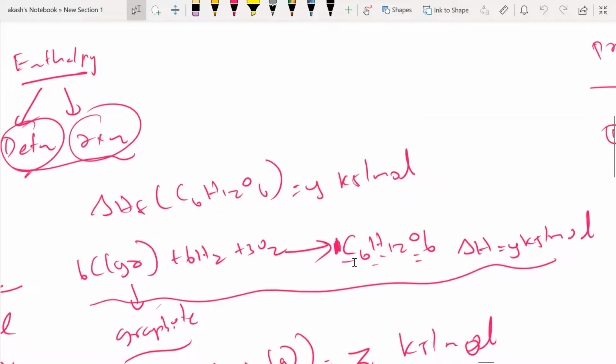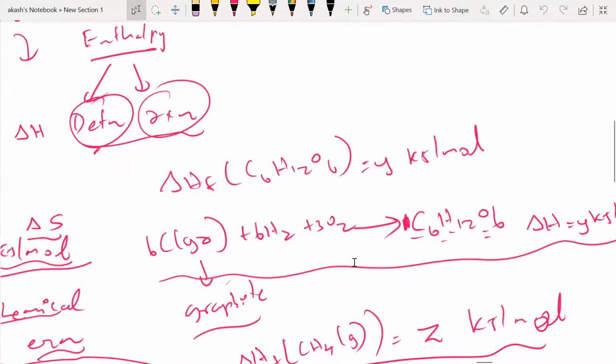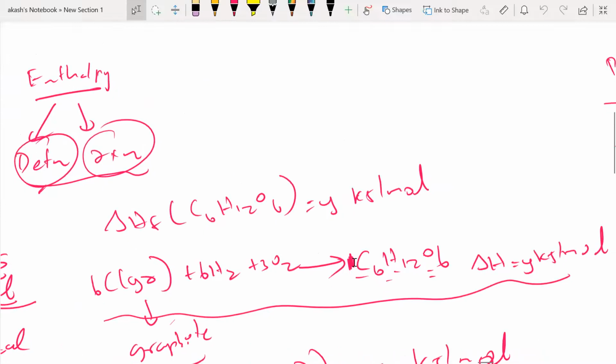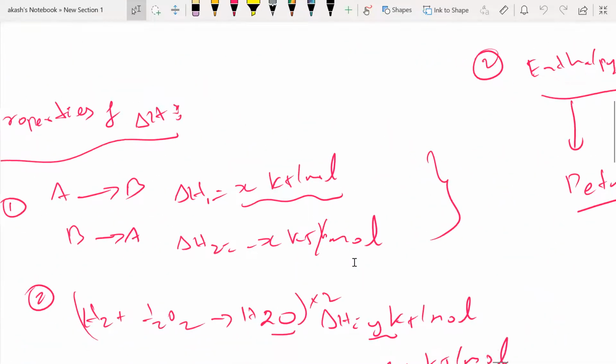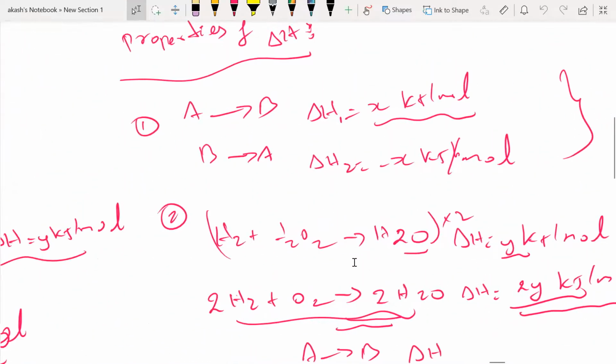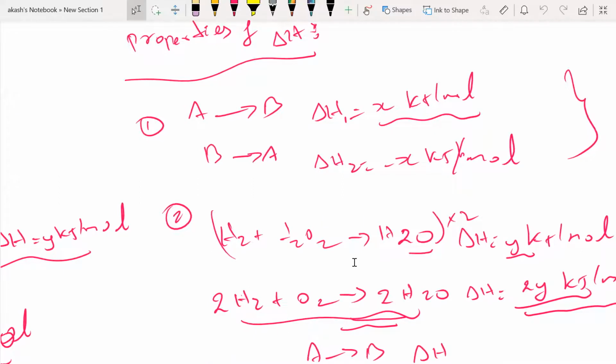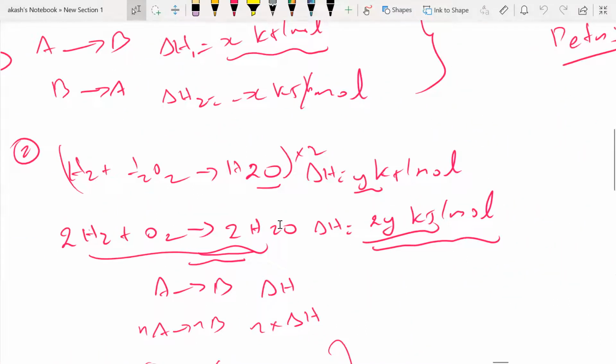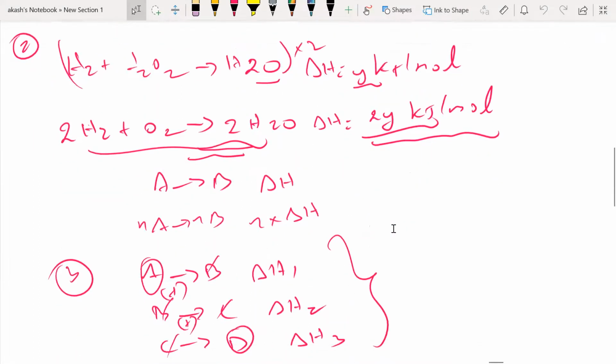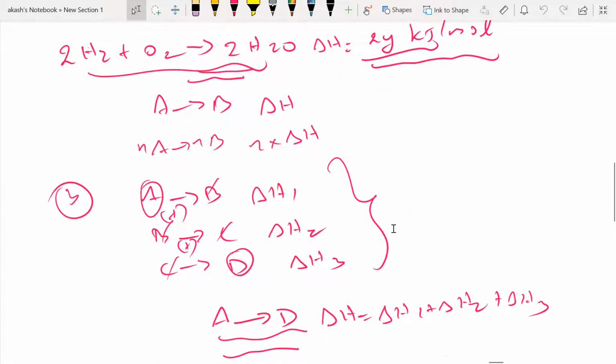Then we saw what is enthalpy of combustion, right? I don't know where we wrote it. Okay, oh, this is again enthalpy of formation only, right? And these are some properties which you have to remember. Whenever we reverse the reaction, we change the sign. Whenever we multiply a reaction by a factor, we do the same thing with their enthalpy values. And whenever you add or subtract two reactions, you again add the corresponding enthalpy values, right?